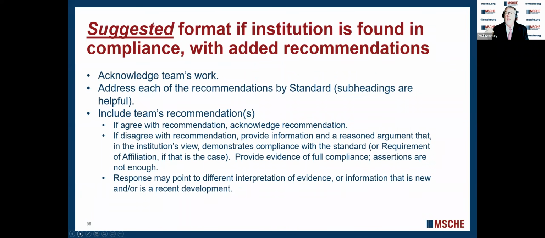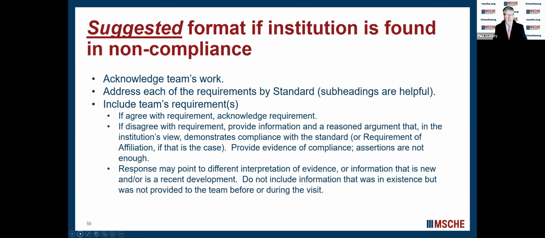If the institution is found in compliance, but with some recommendations, and if you agree with them, acknowledge that. If you disagree, provide specific information, not assertions, not plans for the future, but explicit information. And you may point to a different interpretation of evidence. If the institution is found to be in non-compliance, acknowledge their work. If you agree with the requirement, say, yep, we missed the mark here. If you disagree, again, be explicit in your response.